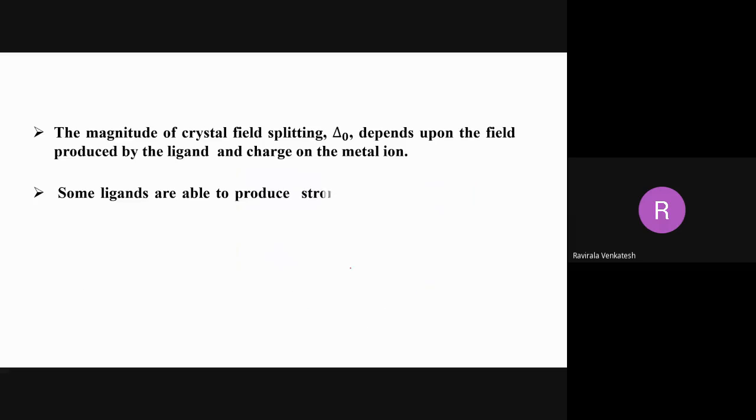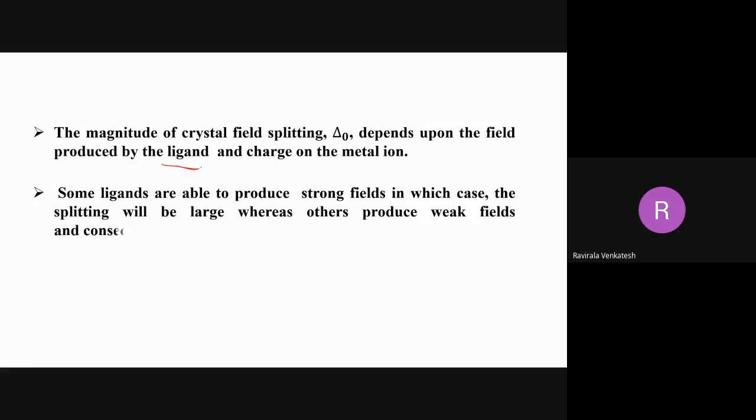The magnitude of crystal field splitting depends upon the field produced by the ligand. If it is a strong ligand, the splitting will be higher. It also depends upon the charge on the metal. For example, between Fe plus 2 and Fe plus 3, Fe plus 3 will have more splitting. Some ligands produce strong fields, so the splitting is large, whereas others produce weak fields, resulting in small splitting.